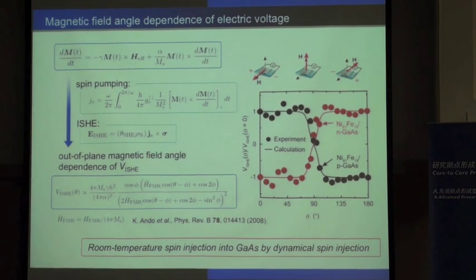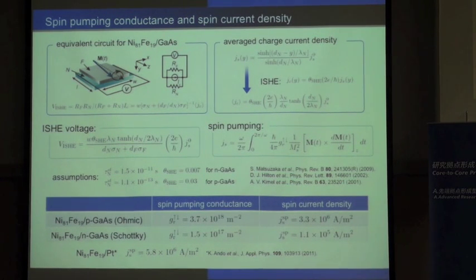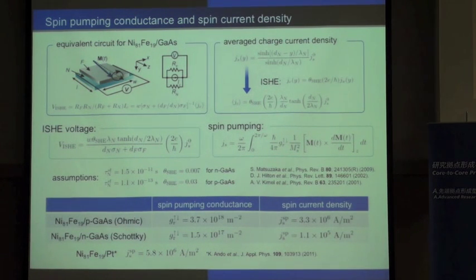From the magnitude of the electric voltage, we can estimate the amount of spin current injected into the gallium arsenide film. This is the summary of the result. What is important is that the spin current density obtained in these systems is comparable to that obtained in metallic systems. So this demonstrates that the dynamical spin injection offers a versatile route to inject high-density spin currents into a wide range of materials. Also, one more interesting point is that the spin pumping conductance, which corresponds to the spin pumping efficiency, for the p-type sample is higher than that for the n-type sample.